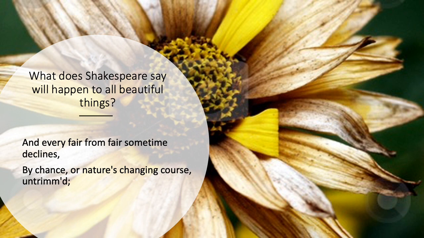Here are the last 2 lines in the octet. Shakespeare says, "And every fair from fair sometime declines, by chance or nature's changing course untrimmed." What is Shakespeare saying will happen to all beautiful things? So every fair from fair, every beautiful thing from a beautiful thing, sometime declines. What do you think that means? And why does it happen? By chance or nature's changing course untrimmed.